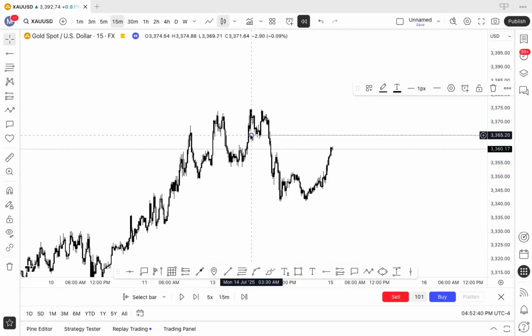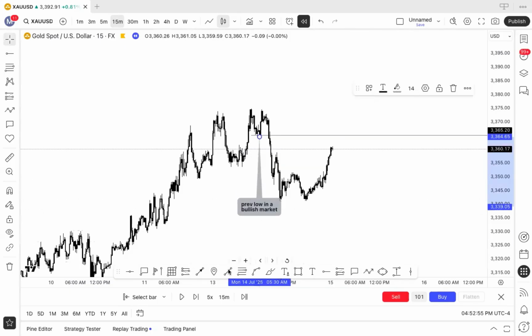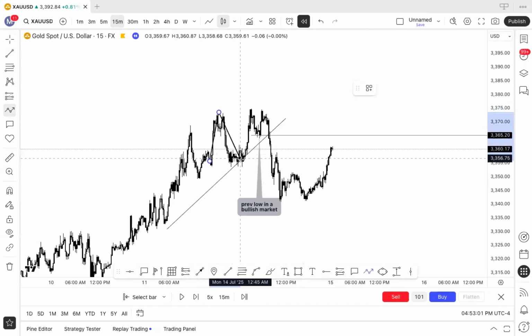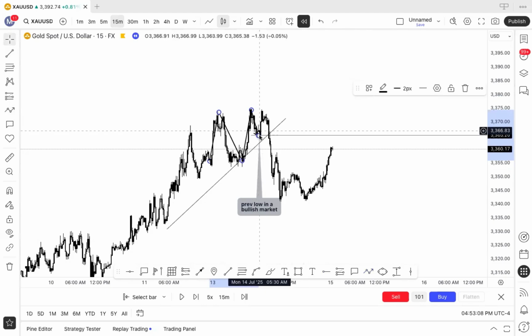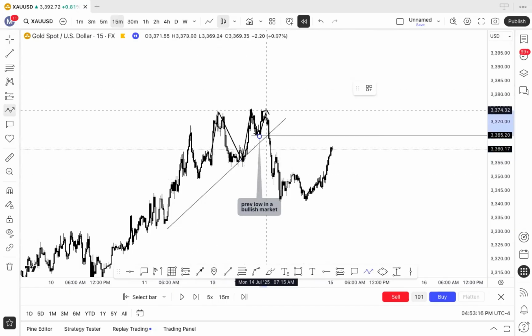The reason why I say this is a previous low in a bullish market is because realistically, on this left side, guys, we have bullish structure being presented, right? And when we retraced here, we attempted to create a higher low. So that basically is what? A low in a bullish market. I want you guys to make sense of that as well.